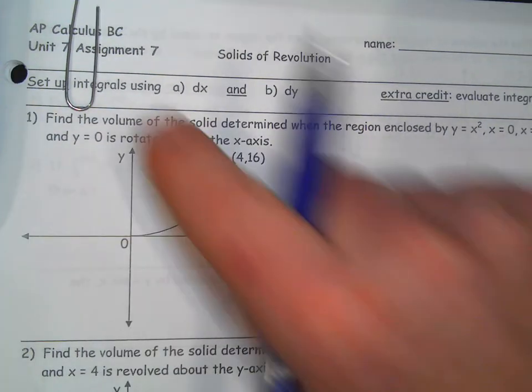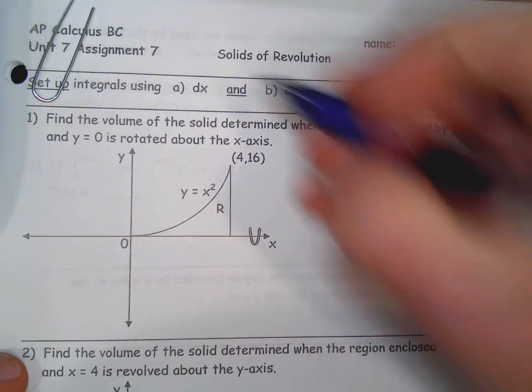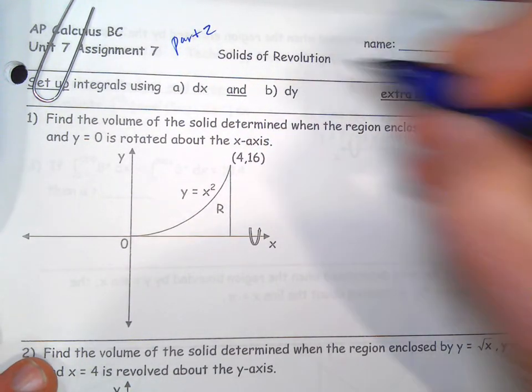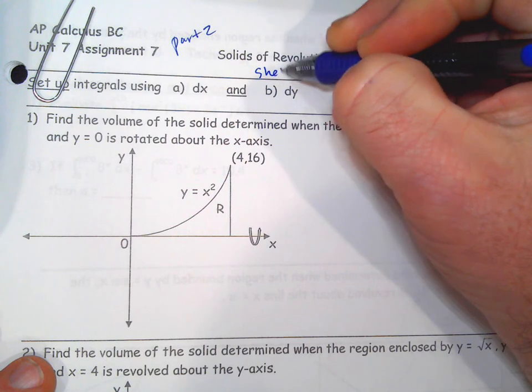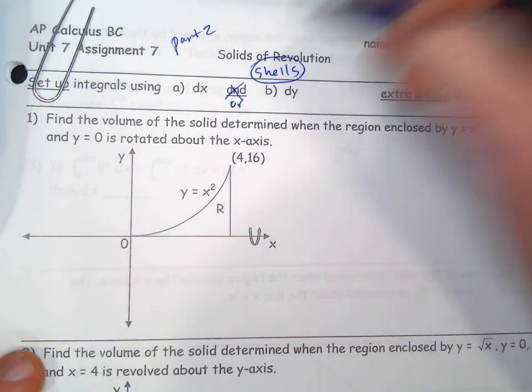AB Calculus BC, Unit 7, Day 7, Office Hours. This is actually Part 2. This time we're going to do all shells. So we're going to do dx or dy, but we're going to make sure we do all the shells.